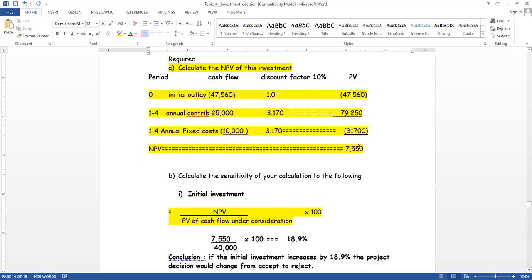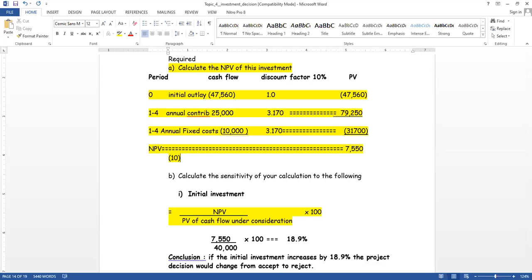So what would be the NPV in this case? Negative 10. Negative 10. So you see what I was telling you? That should the initial investment increase by 18.9%, then your decision is going to change.